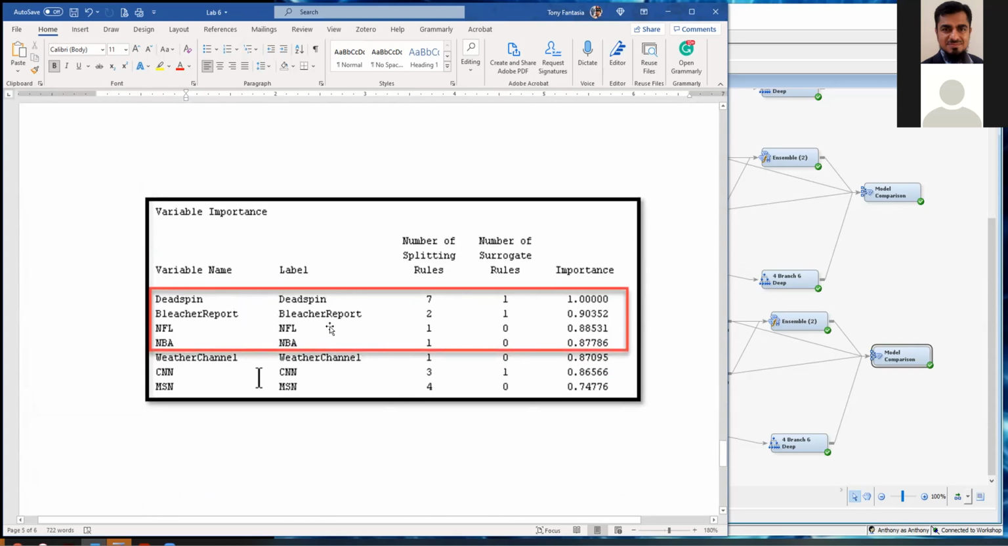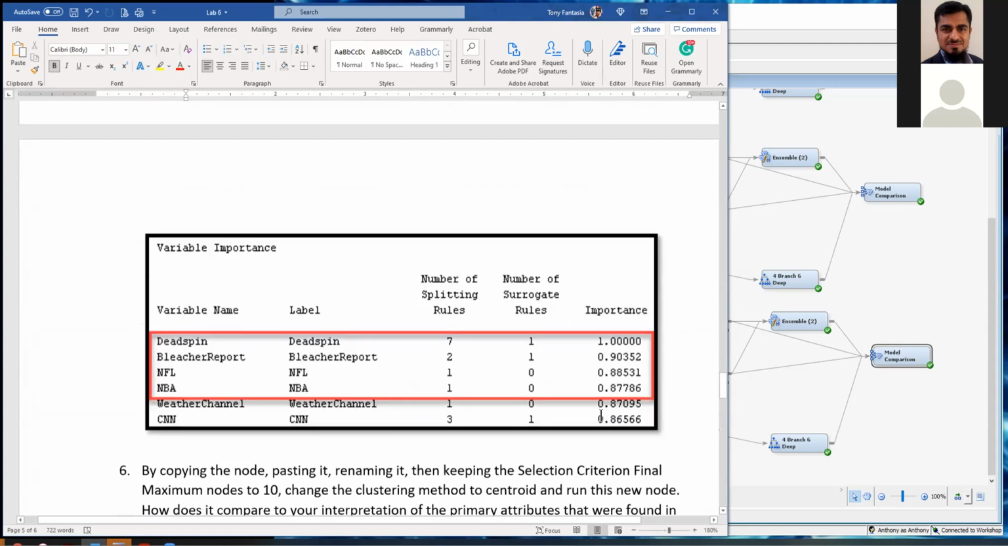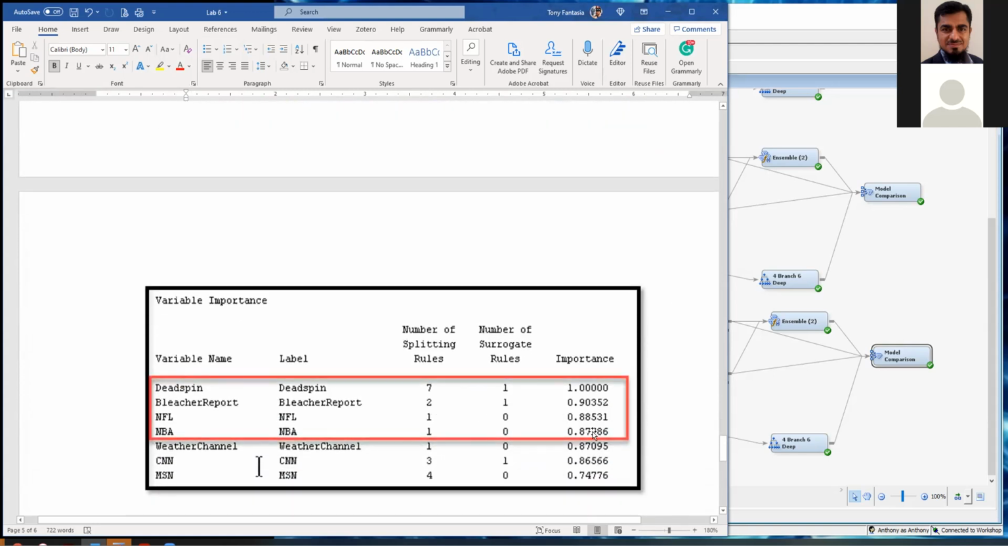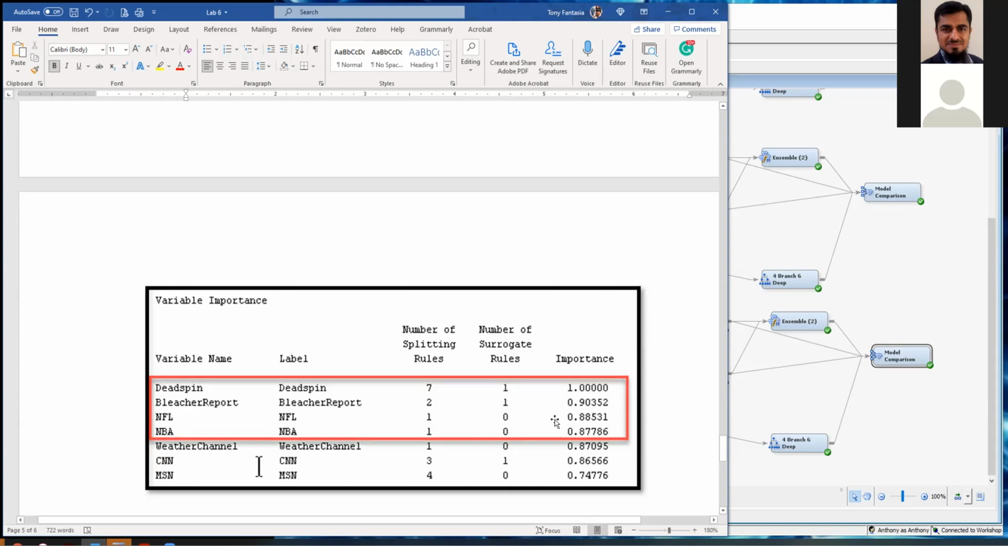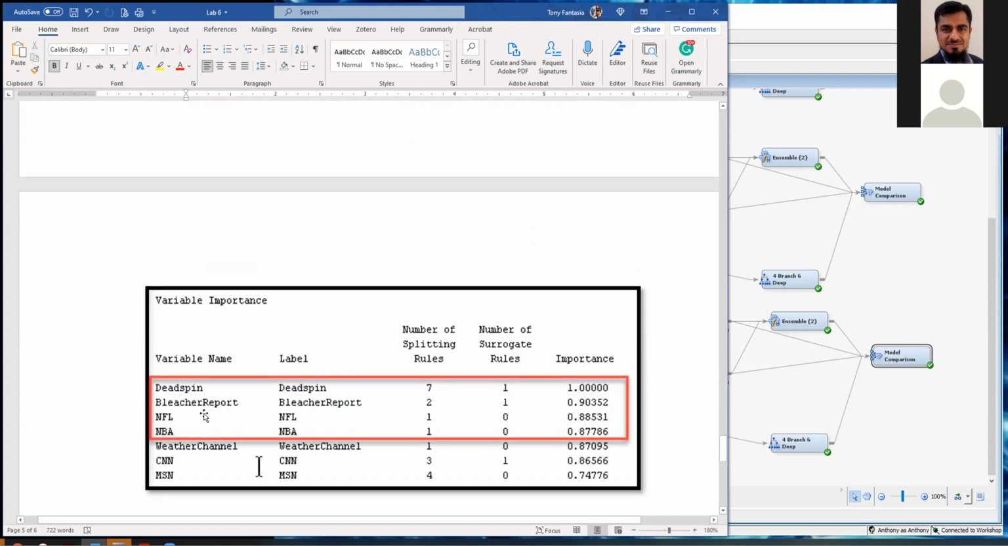Same top 4 for the centroid, and if I remember correctly, it's the same numbers for the importance: 0.8776, 0.88531, 0.8776, 0.88531. So same graphic output, same variable importance, same top 4 variables. And that's lab 6.